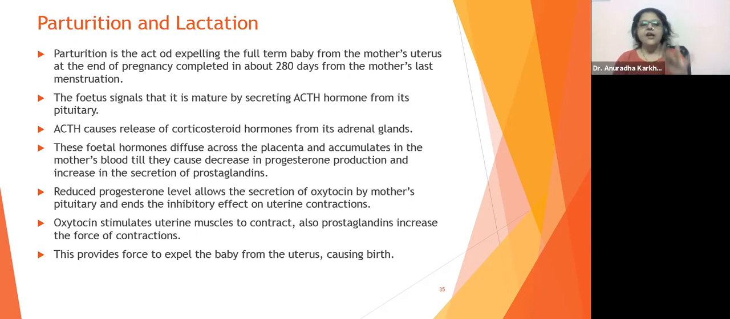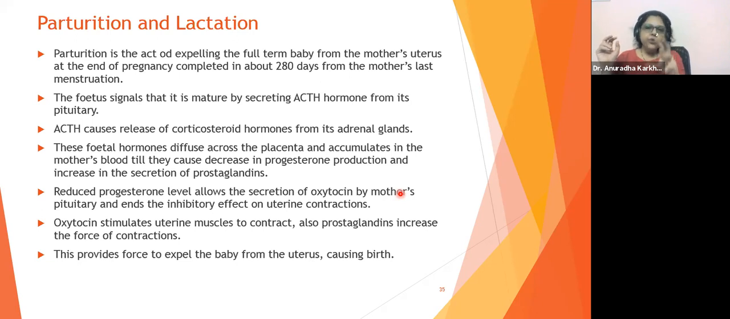So you understood how the hormonal control works. Any difficulty? I'll quickly repeat one more time. Please pay attention. First, the pituitary of the fetus secretes ACTH. ACTH from the fetal blood will reach the fetal adrenal gland. The fetal adrenal gland will start releasing corticosteroids. These corticosteroids will diffuse through the placenta, enter the mother's blood, and start accumulating.